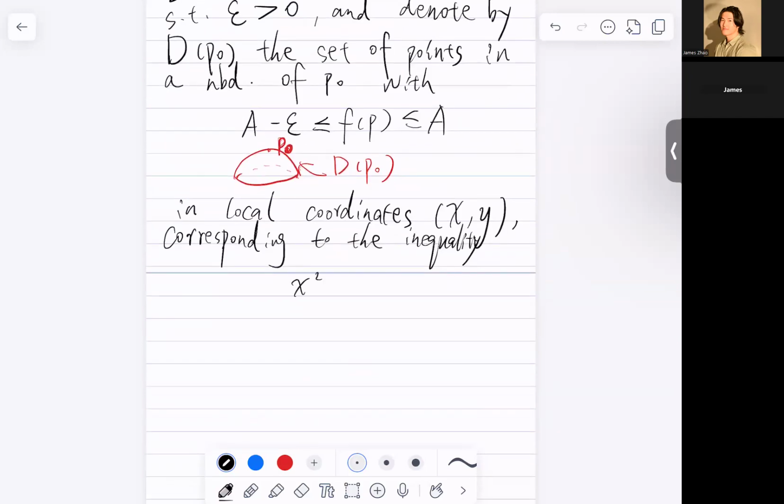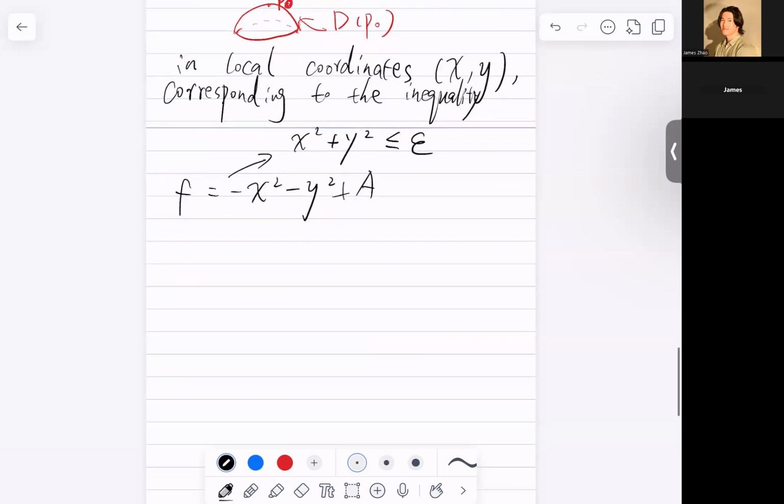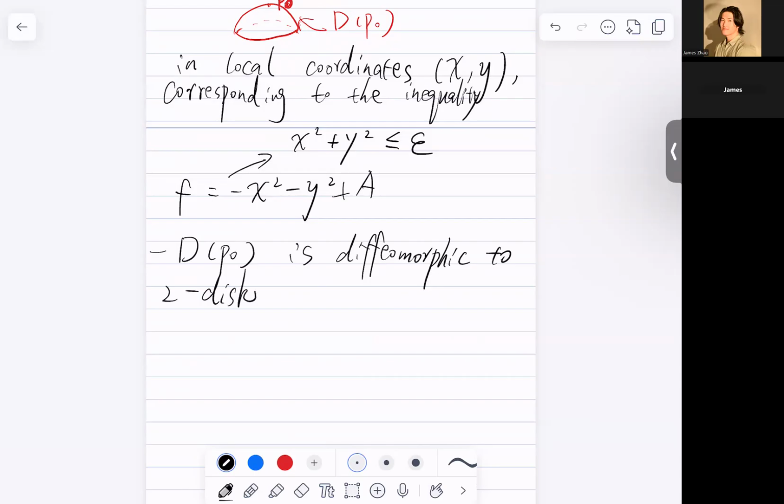All right, next page. X squared plus y squared is smaller or equal to epsilon. So this needs to be satisfied. And we know from this, it's basically just a substitution. And again, we have this inequality on the top. And here, we know that this dome of points is diffeomorphic to a two-disk, D2.